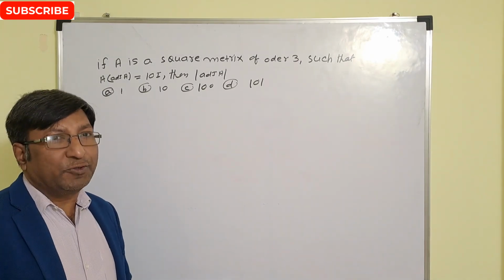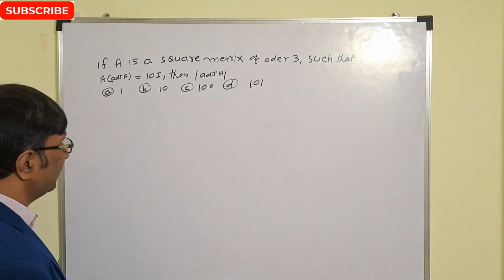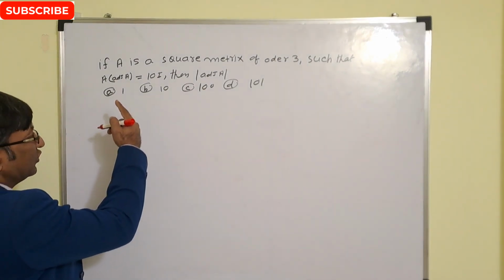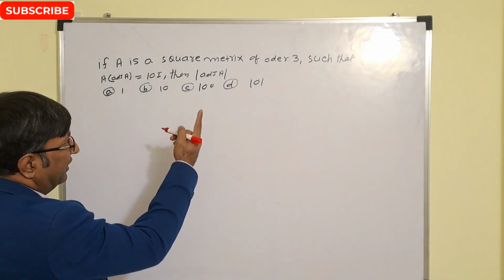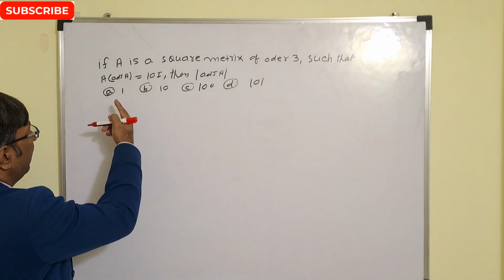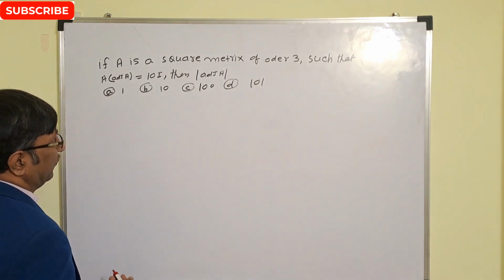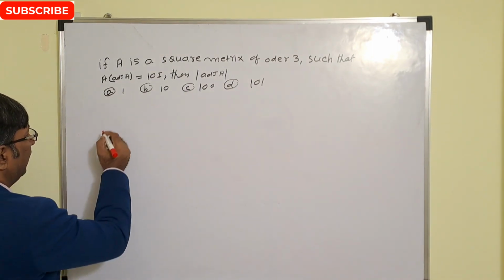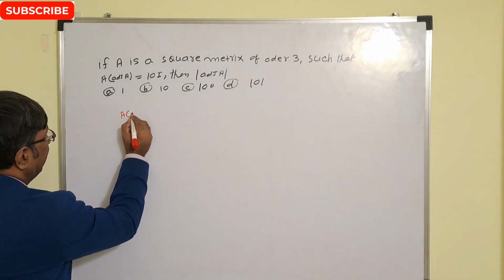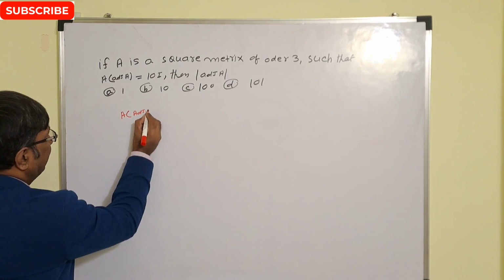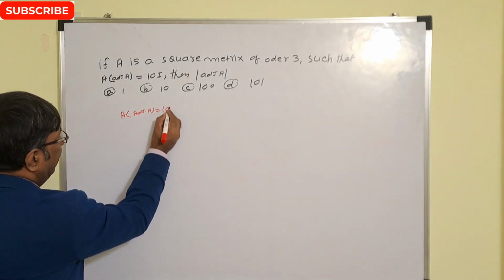Most important question of determinant. Let us see the question. If A is a square matrix of order 3 such that A into adjoint of A equals 10I, then what is the determinant of adjoint of A? For this type of question, we know that it is given A into adjoint of A equals 10I.